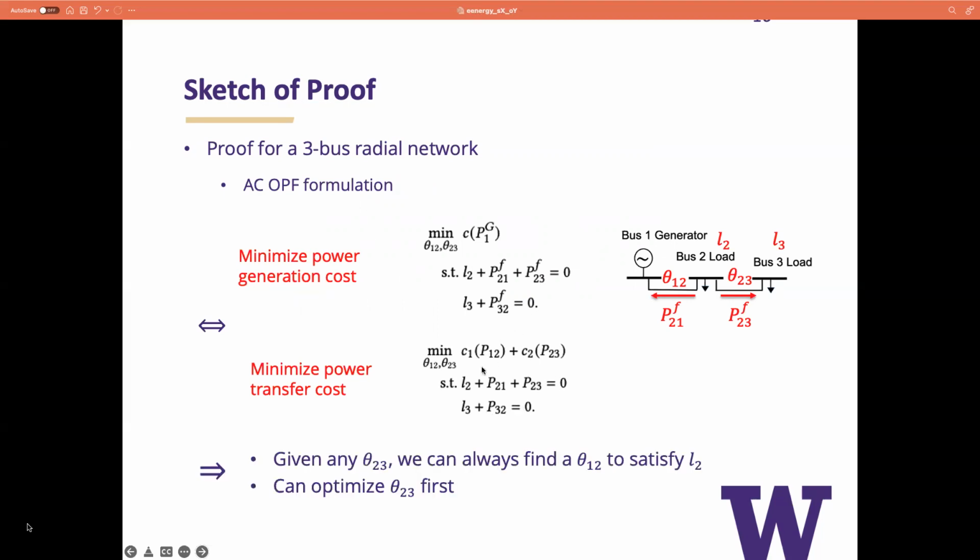So to see this more clearly, we can look at bus 2, 3 first. Theta 2,3 is the angle difference between bus 2 and bus 3. Given any value of theta 2,3, we can always find some value for theta 1,2 to satisfy the first balance constraint. So there's an implicit relationship between theta 1,2 and theta 2,3. Similar to elimination, we can optimize theta 2,3 first.